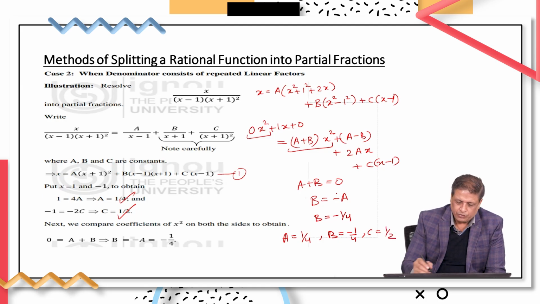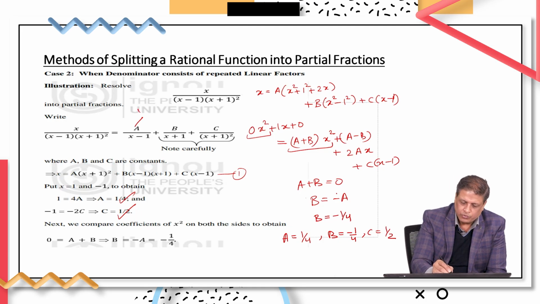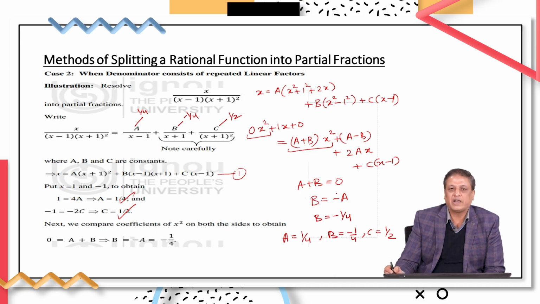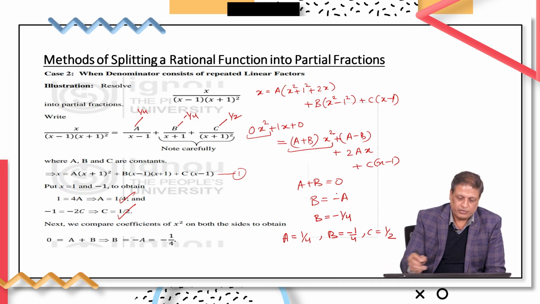Now, substituting for a, that is 1 by 4 in this expression, b, that is minus 1 by 4 in this expression, and c is equal to 1 by 2, then the right hand side is actually simplified.